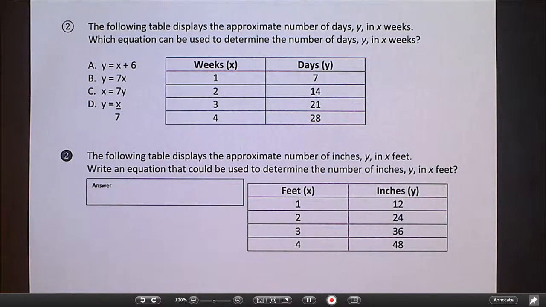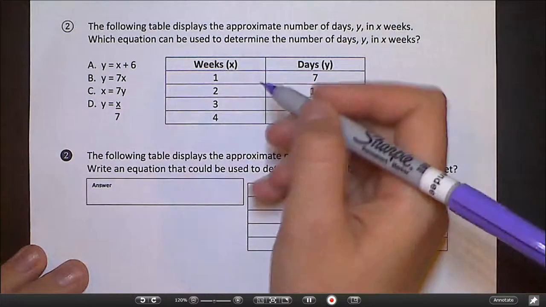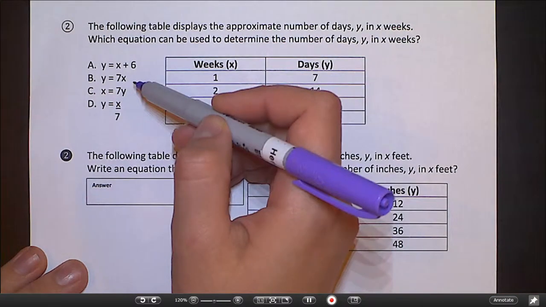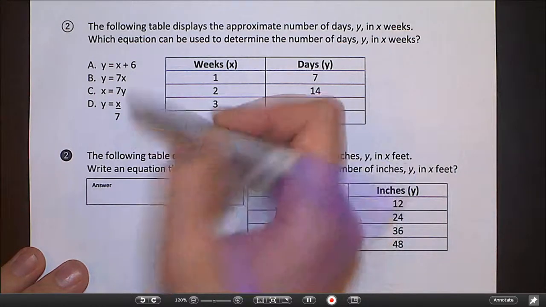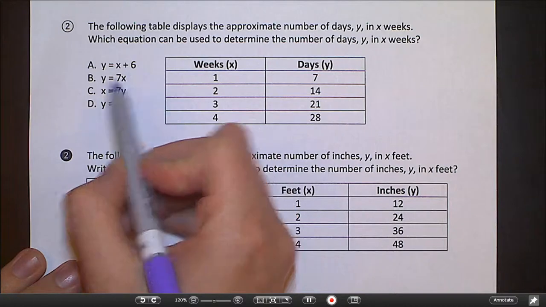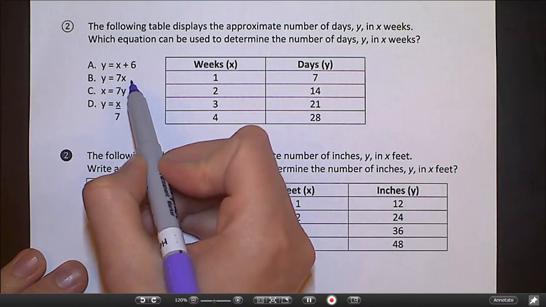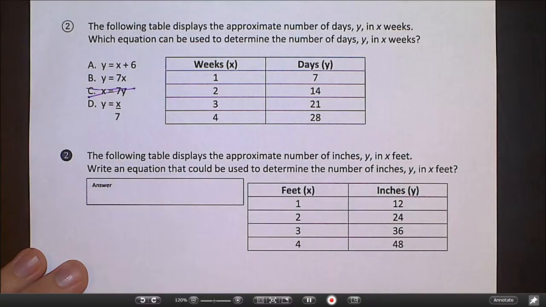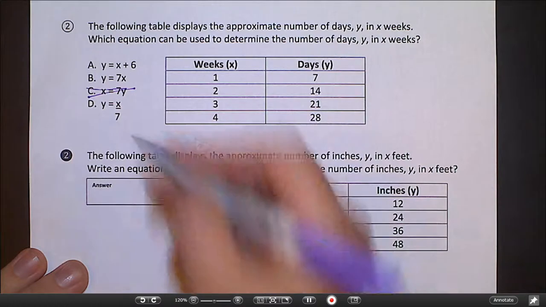So I know it says approximate. Obviously, it's 7 days in a week, not approximately 7. But I want to figure out, first of all, which of my equations are in the right format. So they all need to be in y equals mx plus b. So that one's good. That one's good. It just doesn't have a plus b. This one I need to get rid of because we need y equals, not x equals. And then this one looks good.